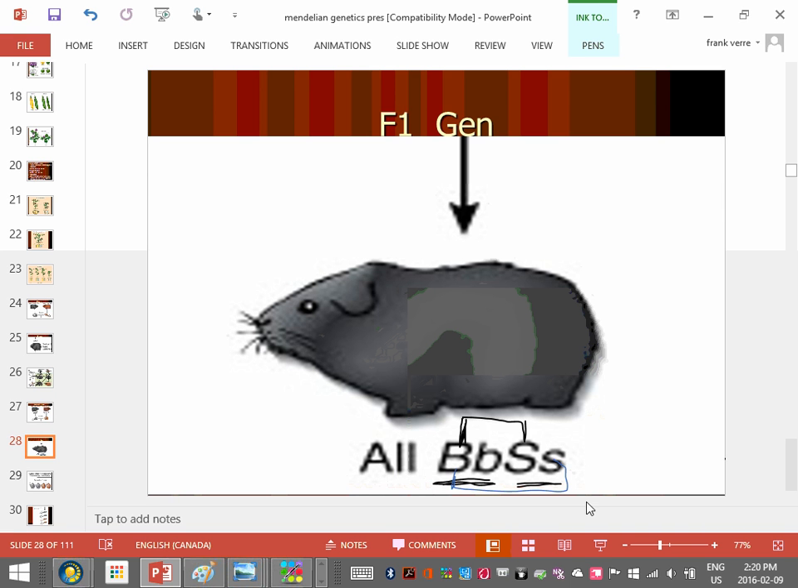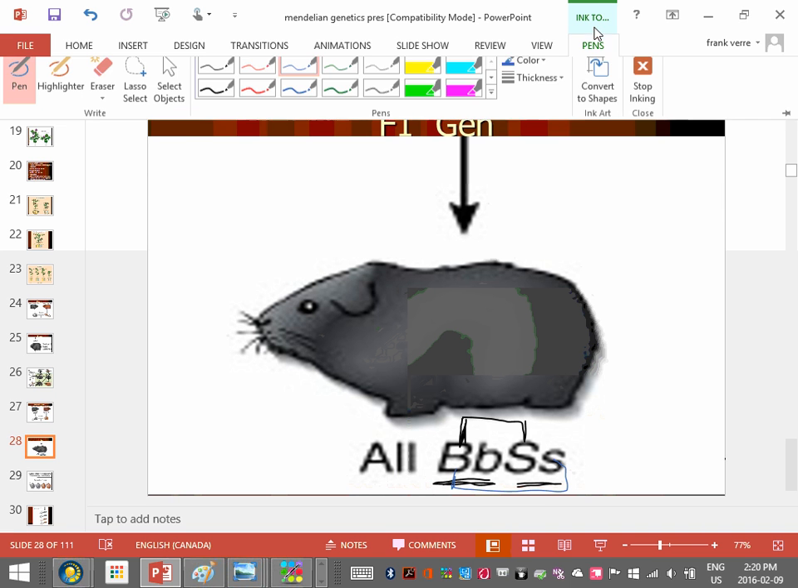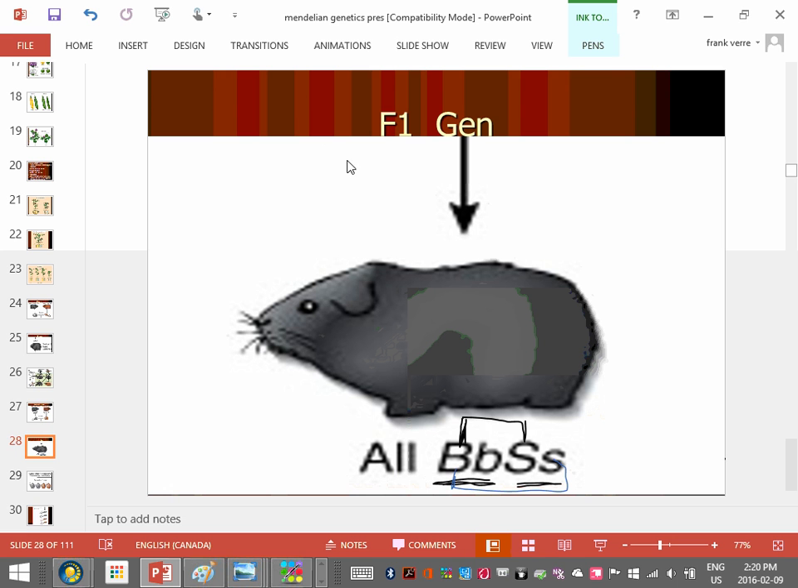Doesn't it look like a different color? Can you just do the chart? We're going to do the chart.